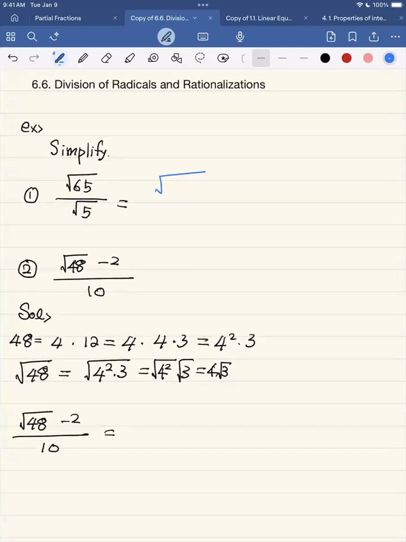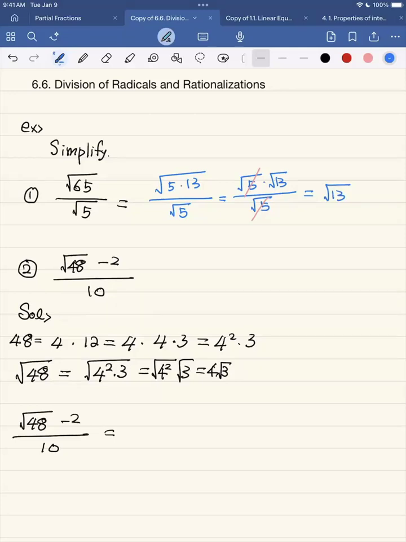65 can be rewritten as 5 times 13, and let's leave square root of 5 in the denominator as it is. When we have multiplication under the radical sign, we can separate them and write it as square root of 5 times square root of 13 over square root of 5. Square root of 5 in the numerator and denominator are the same, so we end up getting square root of 13.